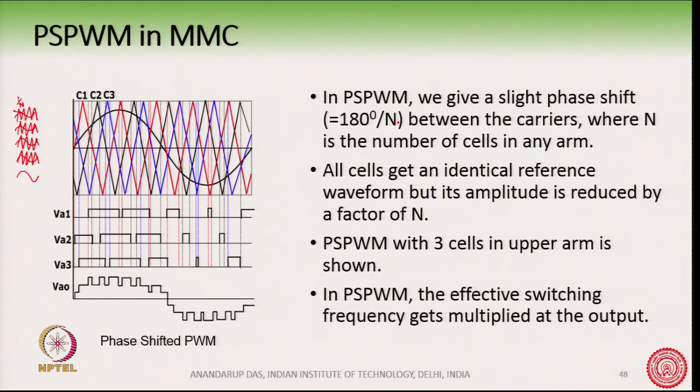Okay. So, if the carrier frequency is Fc, and there are n number of carriers with this phase shift PWM, the main harmonics shift to n times Fc. So, that is what I have written: the effective switching frequency gets multiplied at the output.